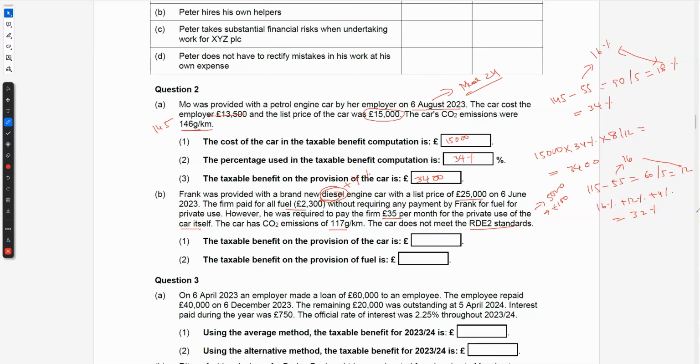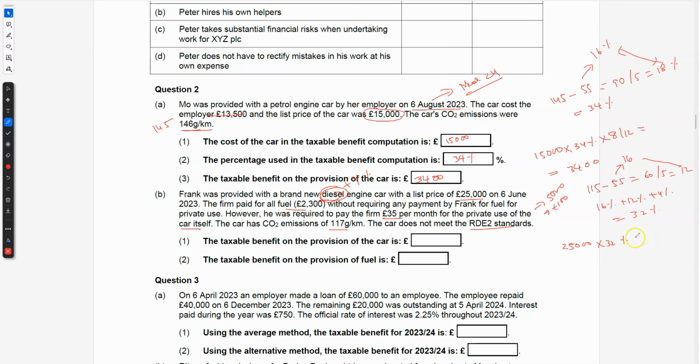Remember that if it is more than 37, you have to stop at 37. Either petrol or diesel car, doesn't matter. 37 is the maximum benefit we can charge. Okay, so then the next one you have to calculate that. So you have a list price. The list price is 25,000, and in this 25,000 I'm going to calculate 32%.